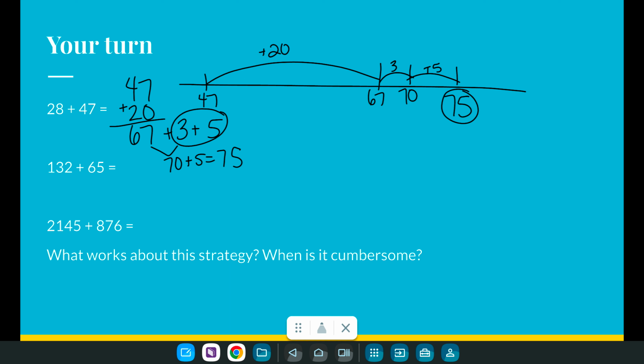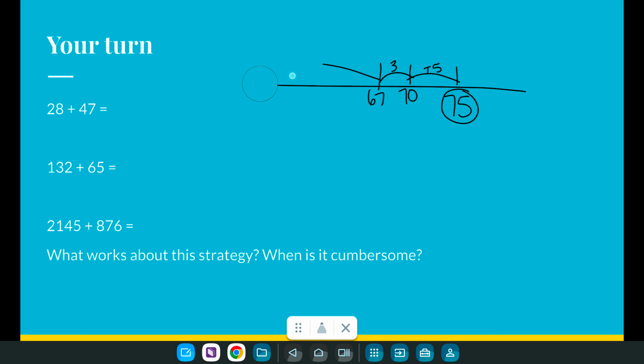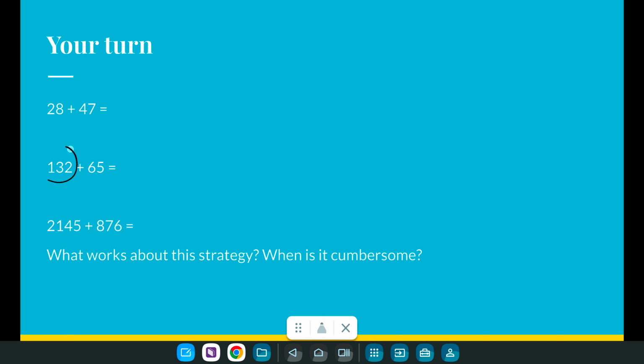All right, for the next one, feel free to take a screen capture of this if you need to. I'm going to erase it to do the next value. We're going to, again, start with that larger number. Think about that larger number. I have 132. I'm going to add 65. Now, again, I'm going to just add 60.